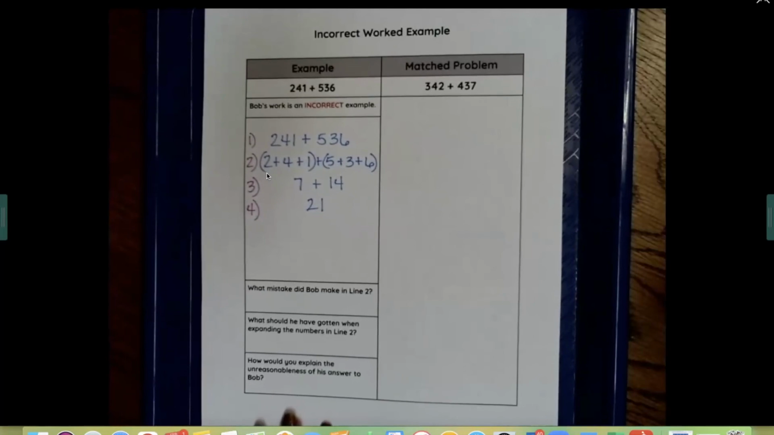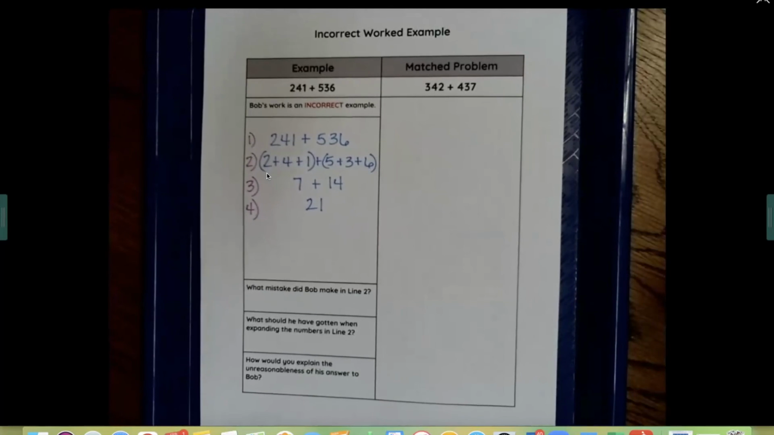So this is the incorrect worked example, just using 3-digit numbers. Bob's work is an incorrect example. And you can see right away, hopefully, what happened to Bob, that he still doesn't have an understanding of place value. He does not understand the value of the 2 in 241 or the value of the 4 in that number. And the same thing with 536. So again, I'm asking what mistake did Bob make in line 2?